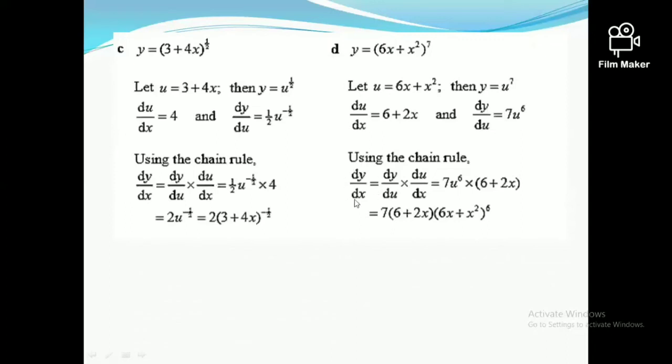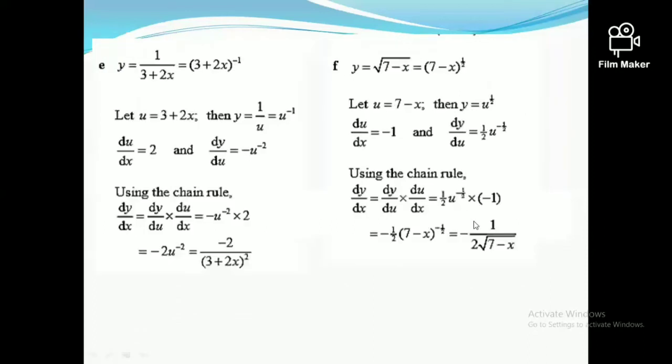dy by dx equals dy by du into du by dx. dy by du is 7u to the power 6 into du by dx, which is 6 plus 2x. Then instead of u, you can replace it with 6x plus x squared. Then you can get the answer 7 times (6 plus 2x) into (6x plus x squared) to the power 6 as the final answer.